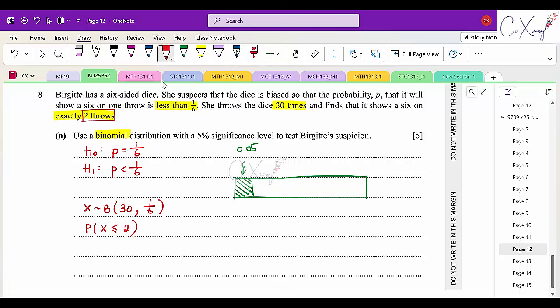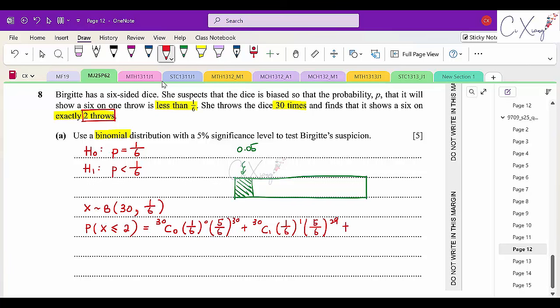Okay, if I'm having binomial distribution, of course, we have to use the binomial formula. So x smaller equals to 2, you should start from x equals to 0, x equals to 1, and also x equals to 2. So x equals to 0, I'm having this 30C0, 1/6 power 0, 5/6 power 30. Then 30C1, 1/6 power 1, 5/6 power 29.